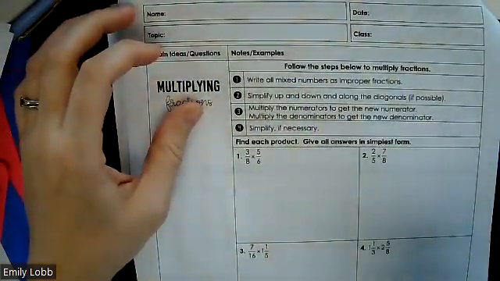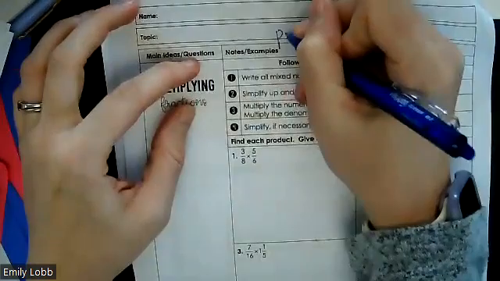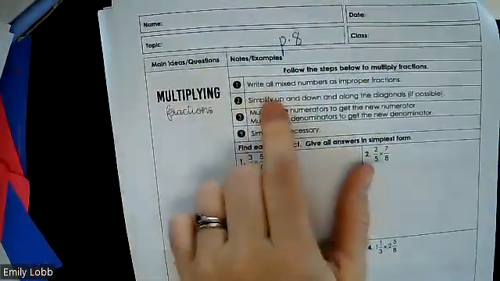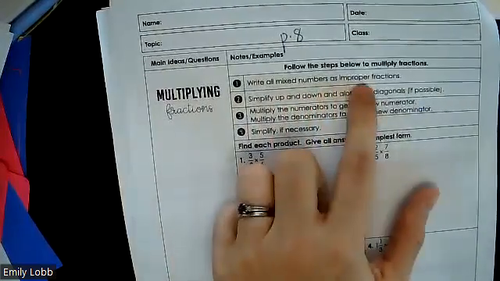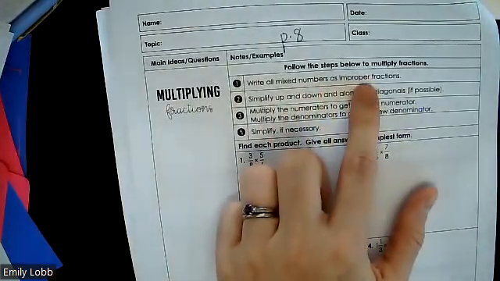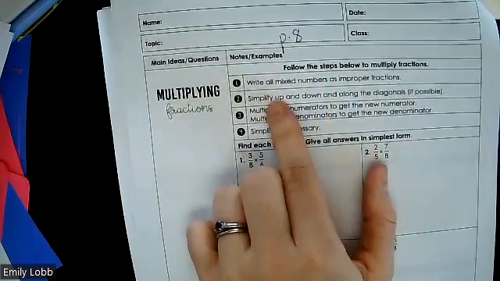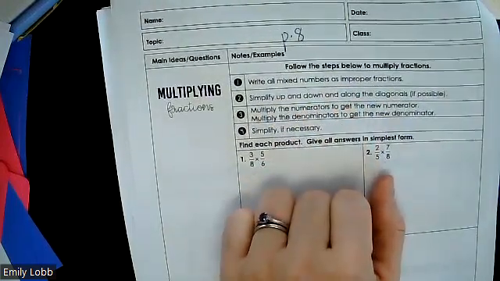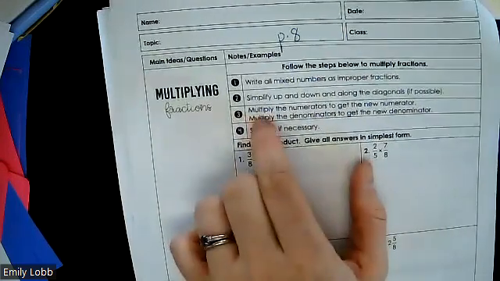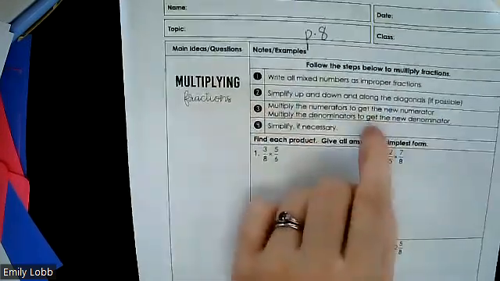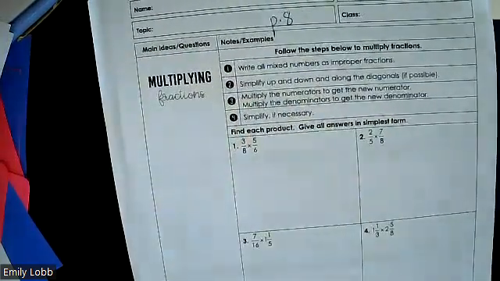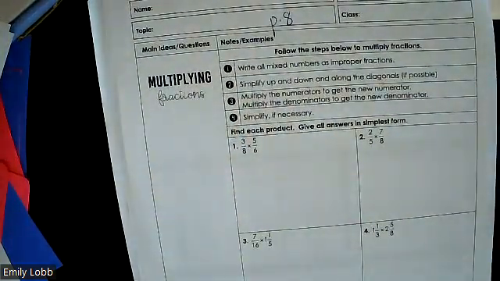This is page 8, for multiplying fractions. So first you have to write all mixed numbers as improper fractions if you have mixed numbers. Then you're going to simplify up and down and along diagonals if possible. Then you're going to multiply the numerators across, multiply the denominators across, and simplify if necessary.